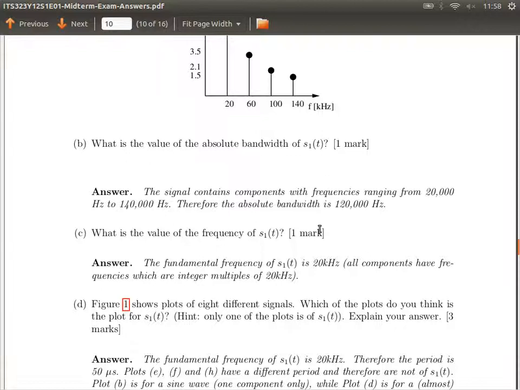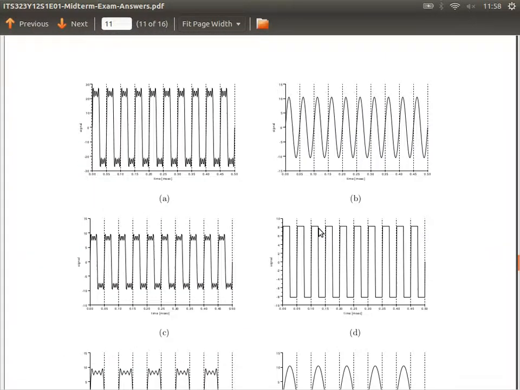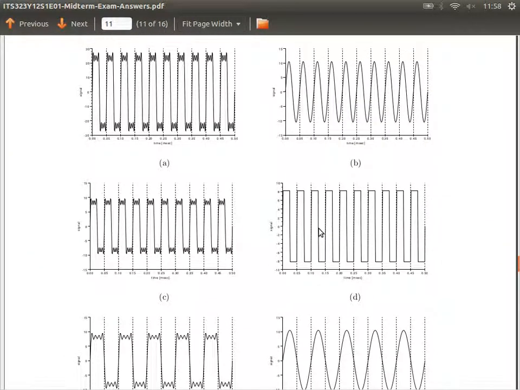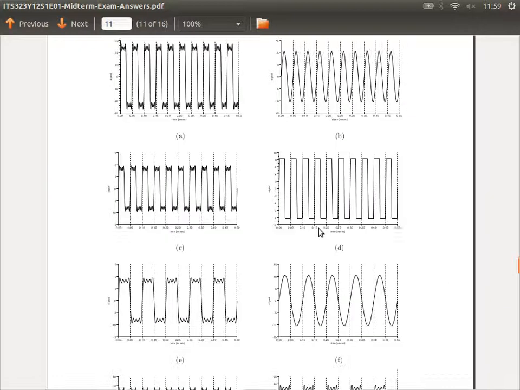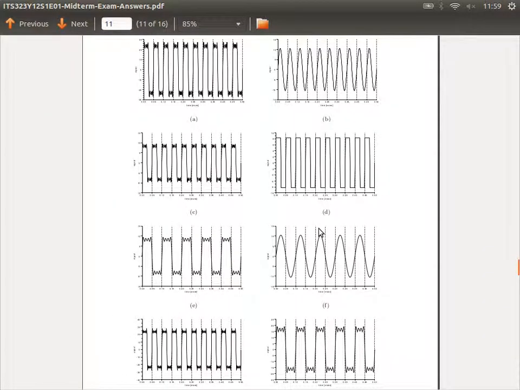Last one. Here are 8 plots. If we zoom out, there are 8 plots given. Which one is the signal that we just analyzed? So now we have the signal in the frequency domain. Now we plot signals in the time domain, so time versus amplitude. There are 8 different signals plotted here. Which one do you think is the one that we started with? Well, the hint: look at the frequency in the plots.